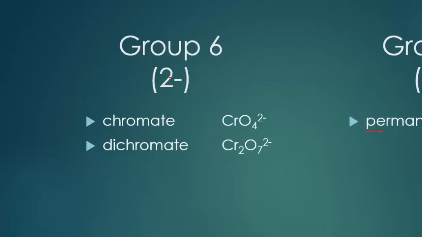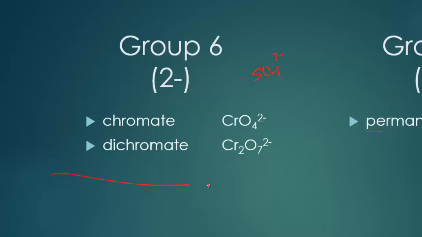And group 6 follows group 16, so they're also 2 minus charge. We have the chromate, which is CrO4 2 minus, just like sulfate was SO4 2 minus. Not a per, just chromate, just like sulfate there. Then we have a thing called dichromate. Notice how we double the chromiums, but we don't quite double the oxygens there. It ends up being a 2 minus charge as well.